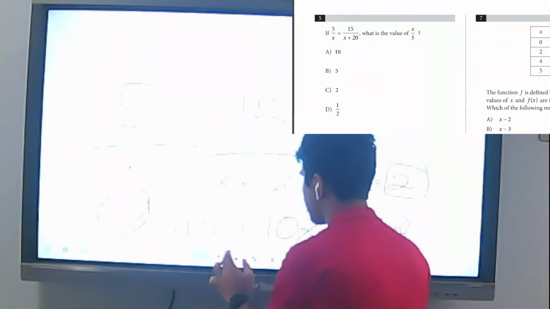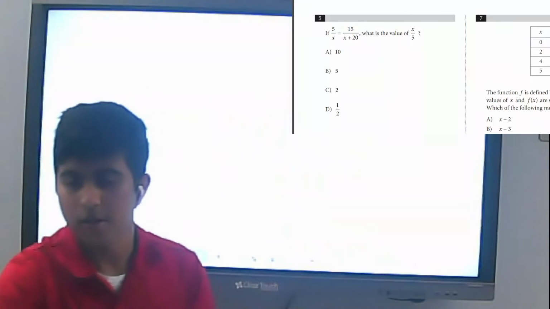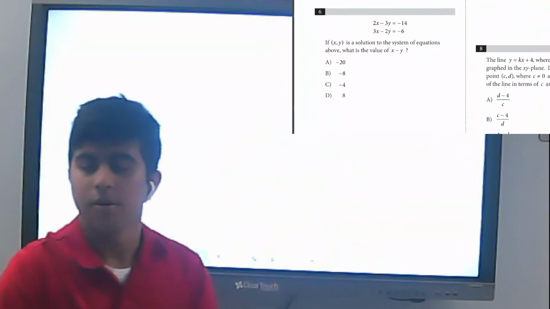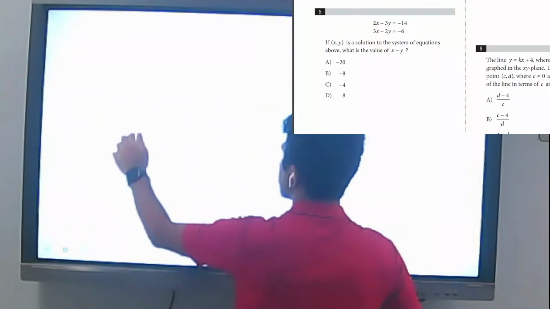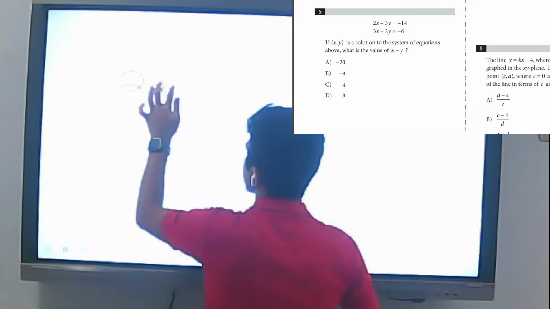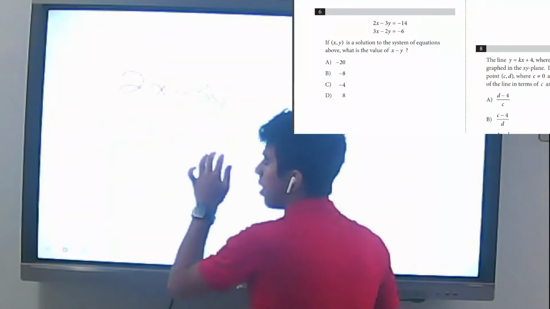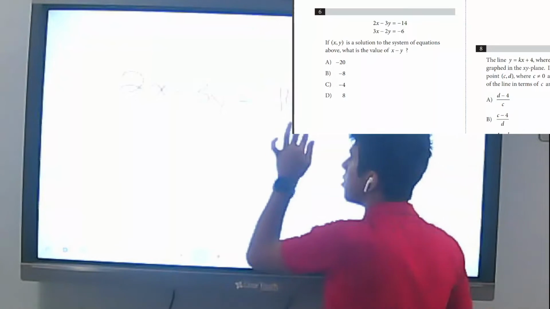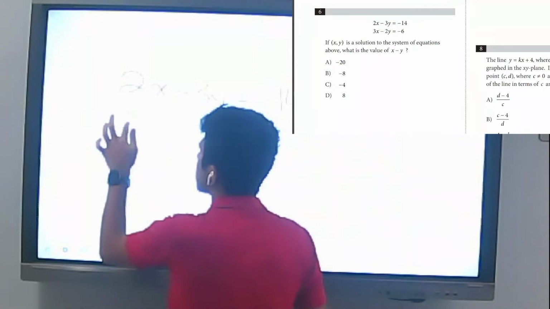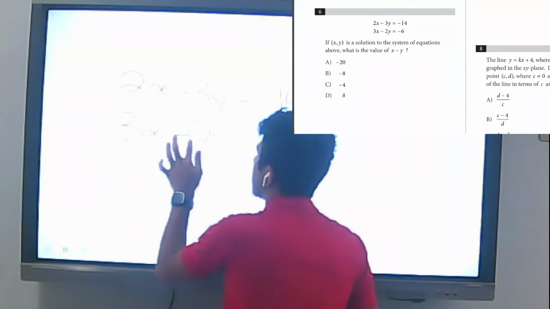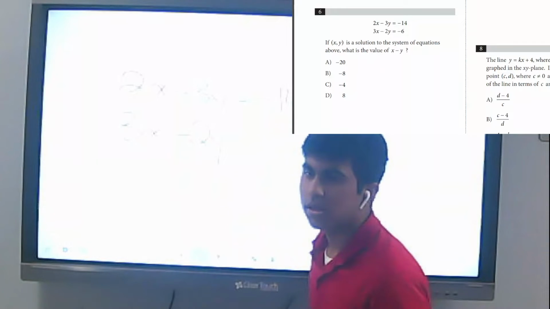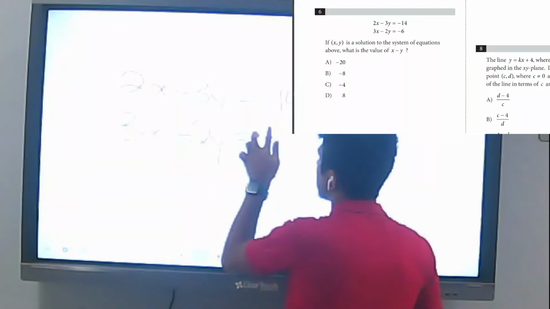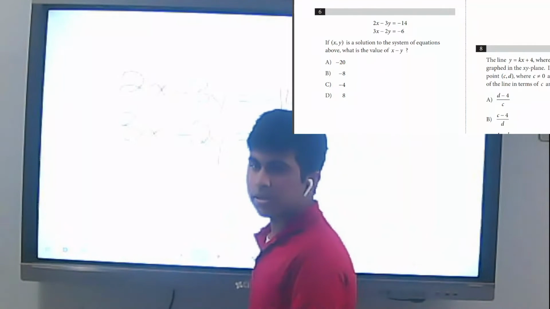Let's keep going. Okay. Question number 6, if 2x minus 3y equals negative 14, and 3x minus 2y equals negative 6, then what is the absolute value of x minus y?